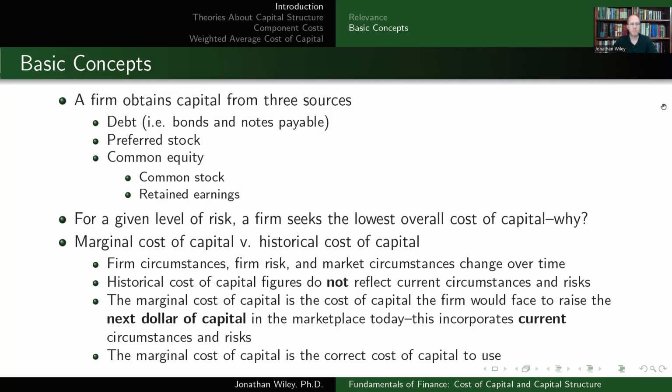So we want to have the lowest overall cost of capital we can get for a given level of risk. Now, that does mean we need to talk a little bit about marginal cost of capital and historical cost of capital and compare and contrast those two. Now, I think it's relatively uncontroversial to note that firm circumstances, firm risk, market circumstances, the economy, all of this changes over time, right?